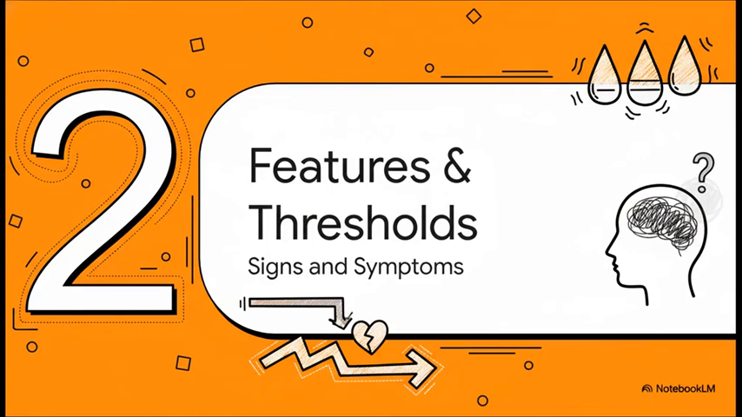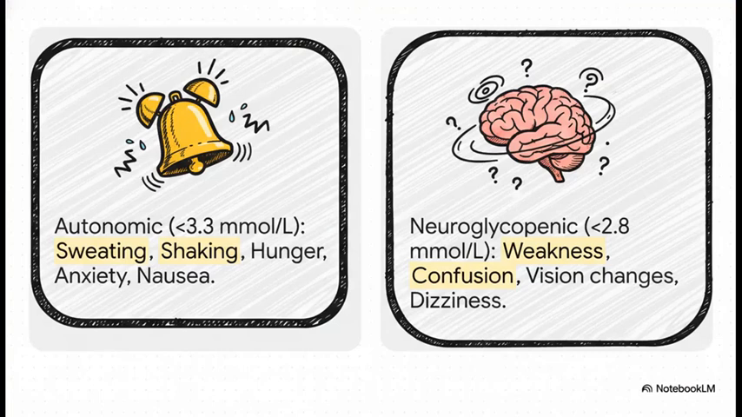Now let's see how all that science actually translates into what you'll see in a patient. And here's something that's vital to remember. The severity of a patient's symptoms doesn't always line up perfectly with their blood glucose reading. This is especially true for patients with long-standing diabetes who can sometimes develop what we call hypoglycemia unawareness. The symptoms are usually split into 2 main groups, and it's all based on the underlying physiology.